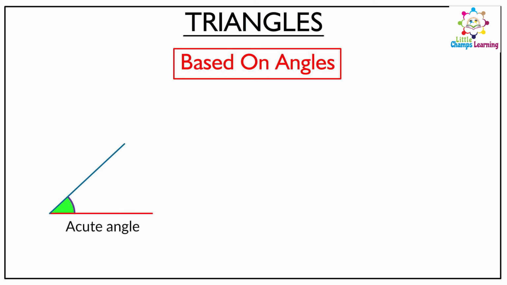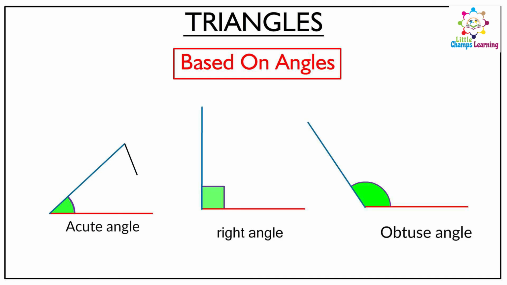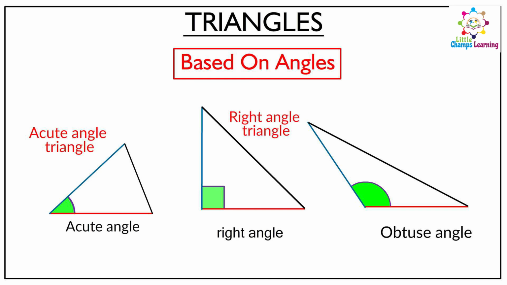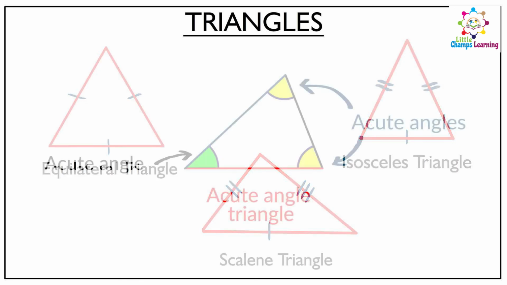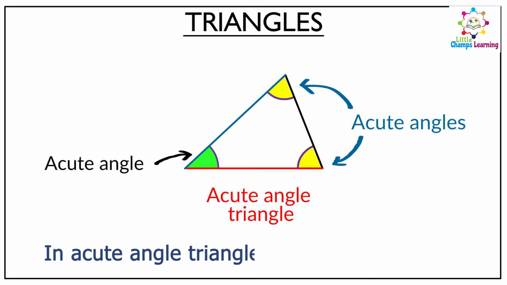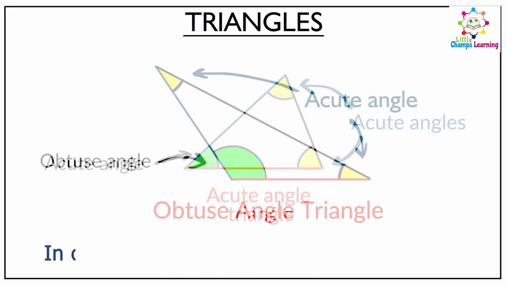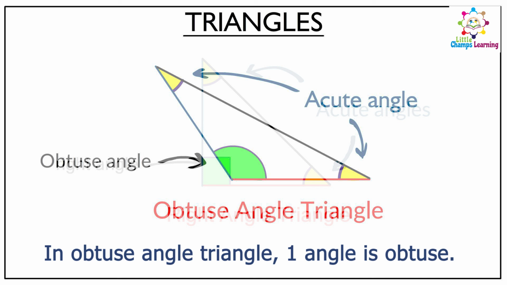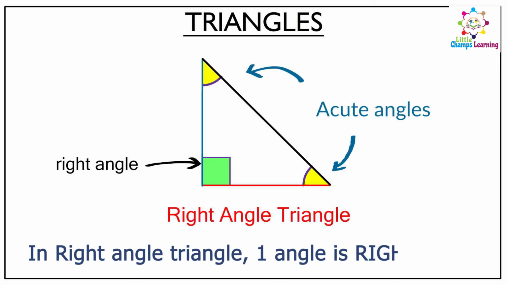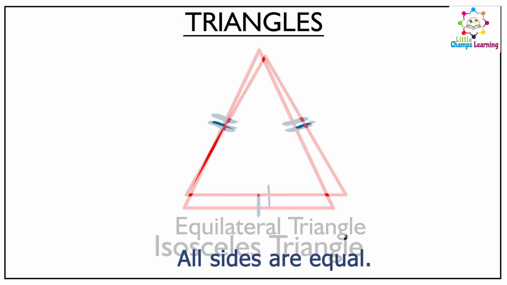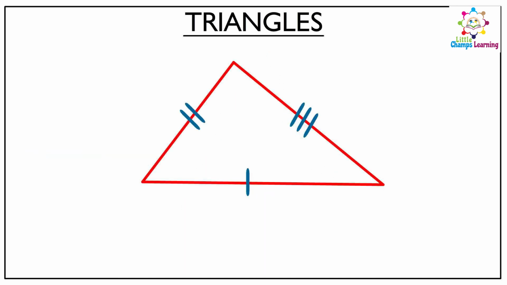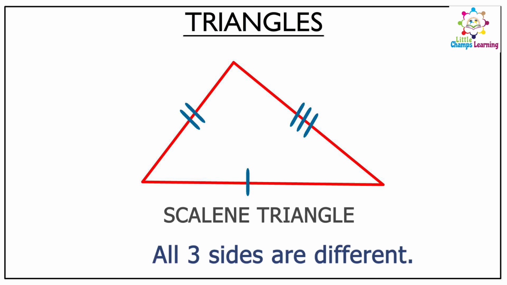Let's revise. Classification of triangles: on the basis of angles we have acute, obtuse and right angle triangles. On the basis of sides we have equilateral, isosceles and scalene triangles. In an acute angle triangle all angles are acute. In obtuse we have one obtuse angle and in right we have one right angle. On the basis of the sides: equilateral, all sides equal; isosceles, two sides equal; and scalene, all three sides are different.